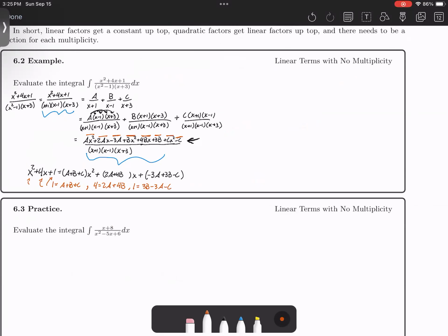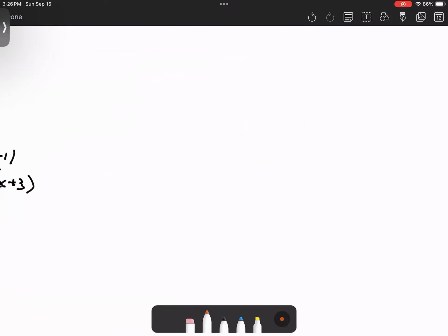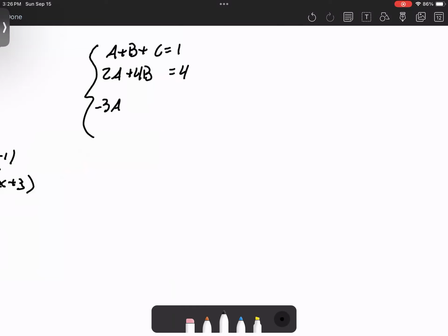Writing these 3 equations down, we've got a plus b plus c is equal to 1 from our x squareds. 2a plus 4b is equal to 4 from the x's, and minus 3a plus 3b minus c needs to be our constant 1. Now, solving this via row operations, I'll multiply my top equation by minus 2, and then I will add it to my second equation, replacing my second equation with it.